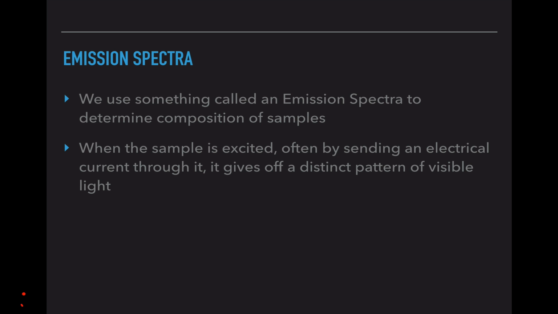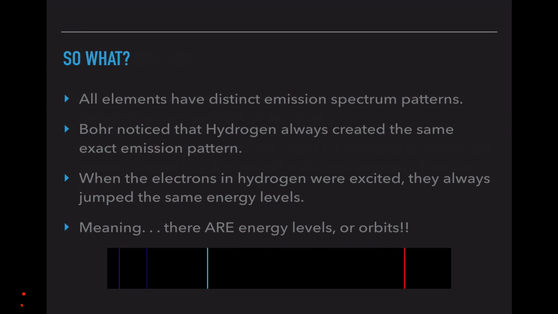When the sample is excited, often by sending an electrical current through it, it gives off a distinct pattern of visible light. So when we see the emission spectra, we actually have to use a spectroscope, which can be a device or a tool, or it can be in the form of glasses. We are going to use both in class. This spectroscope is able to break apart the light and form these color outputs, and we see this distinct pattern of visible light. But what does this mean?